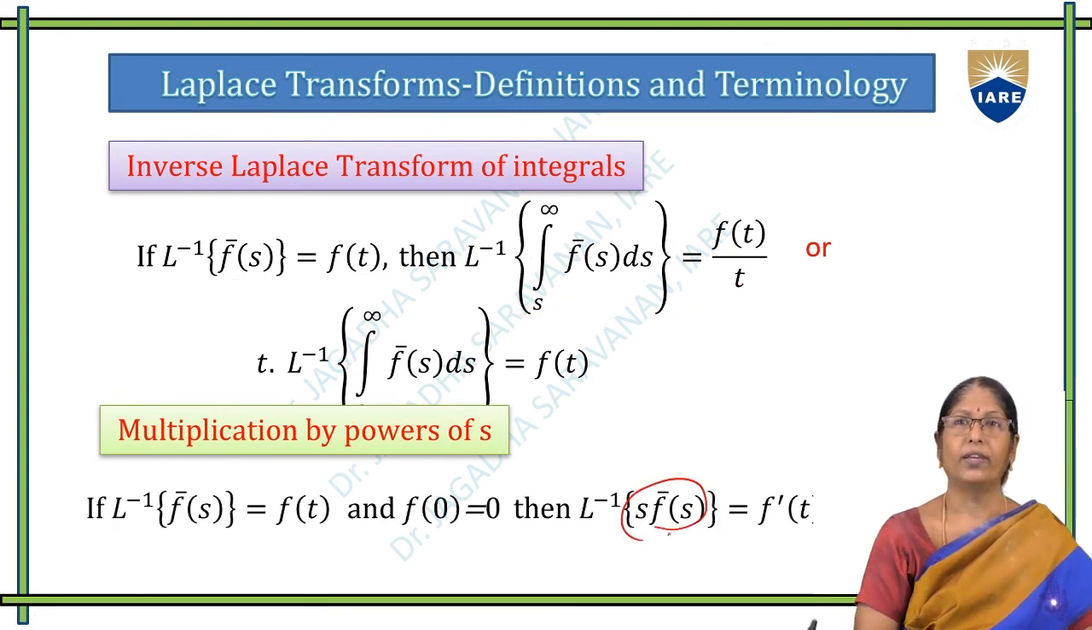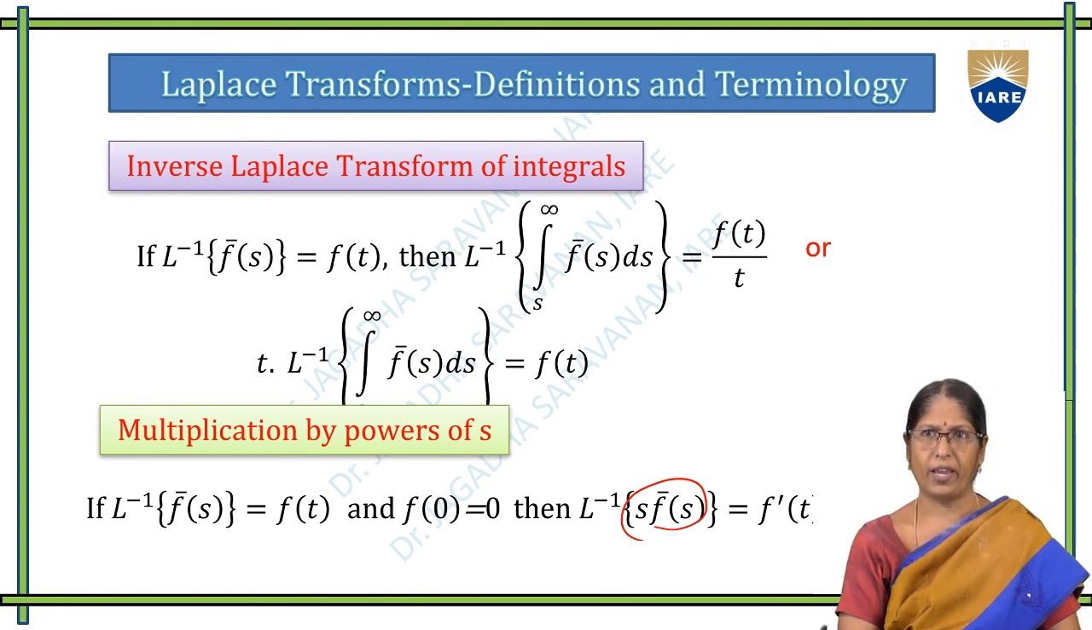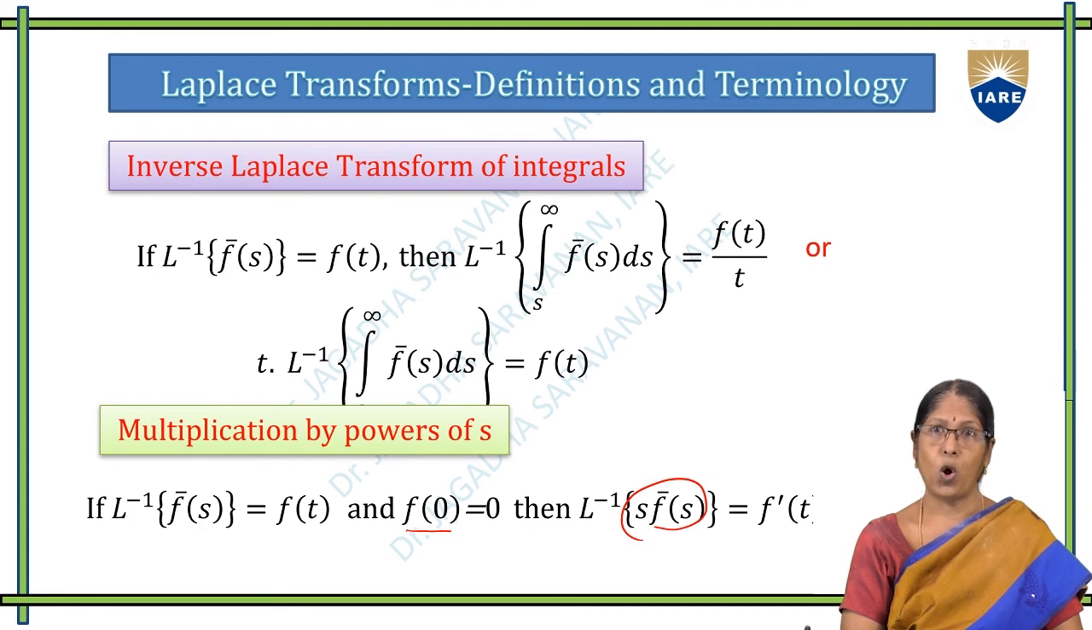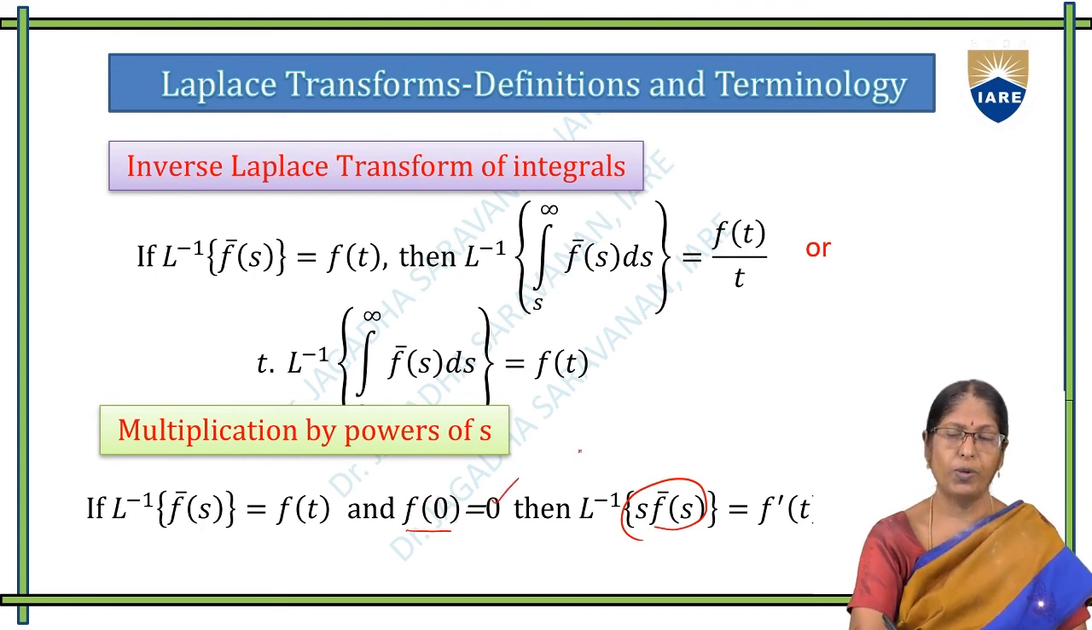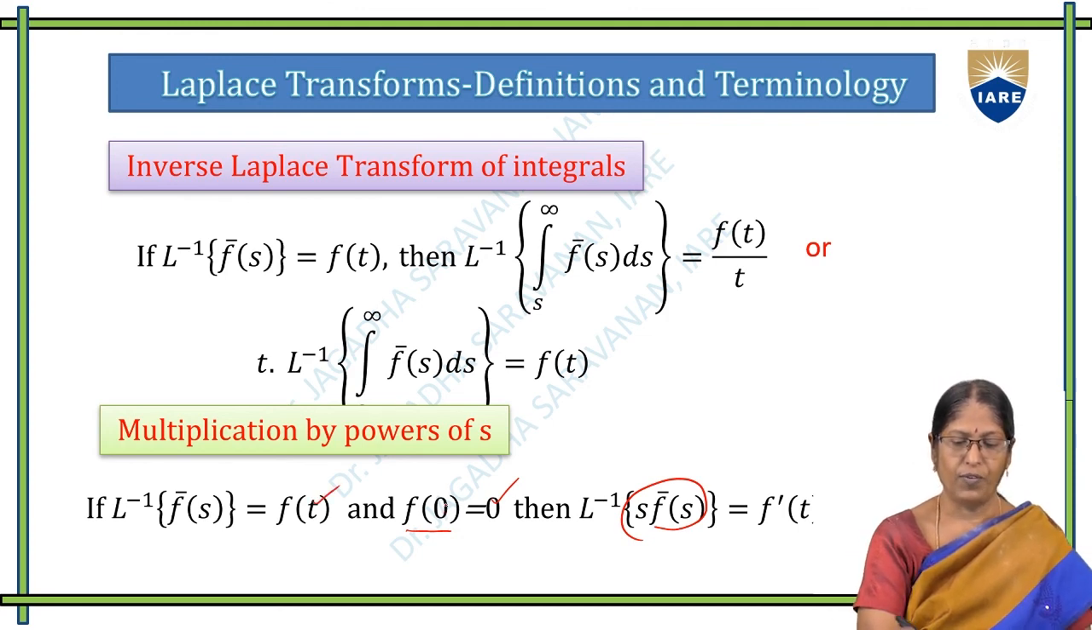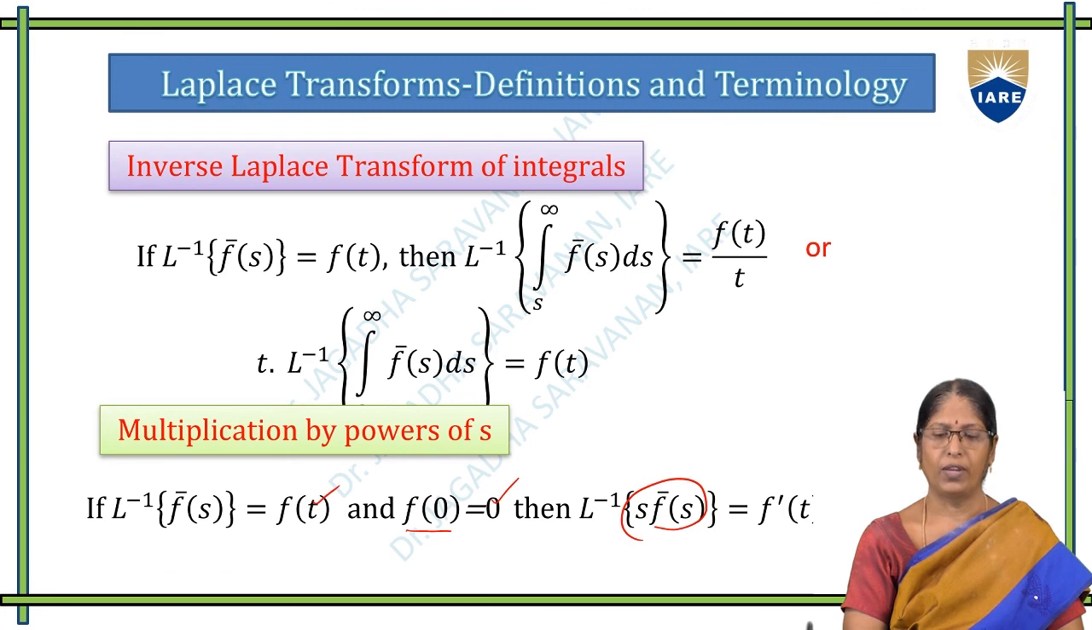It is given. If it is multiplied by s, before that one eligibility it should have: the function we have to put at the point 0, the value should be 0. F of t, here we will apply t plus 0. If the result is 0, then we will move to applying this if it is multiplied by the powers of s. That is, the answer is the first derivative of t.